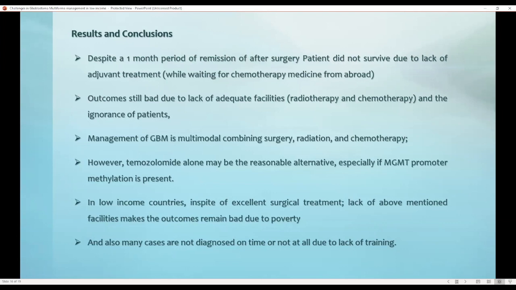But in this part of the world, as I said, these agents are not available for everyone. You have to spend if they are not available locally. Also, many cases are not diagnosed on time, and some others ignore the bad diagnosis. Then when they arrive in good hands with your MRI, you have a good diagnosis, but again a poor outcome. Next slide.